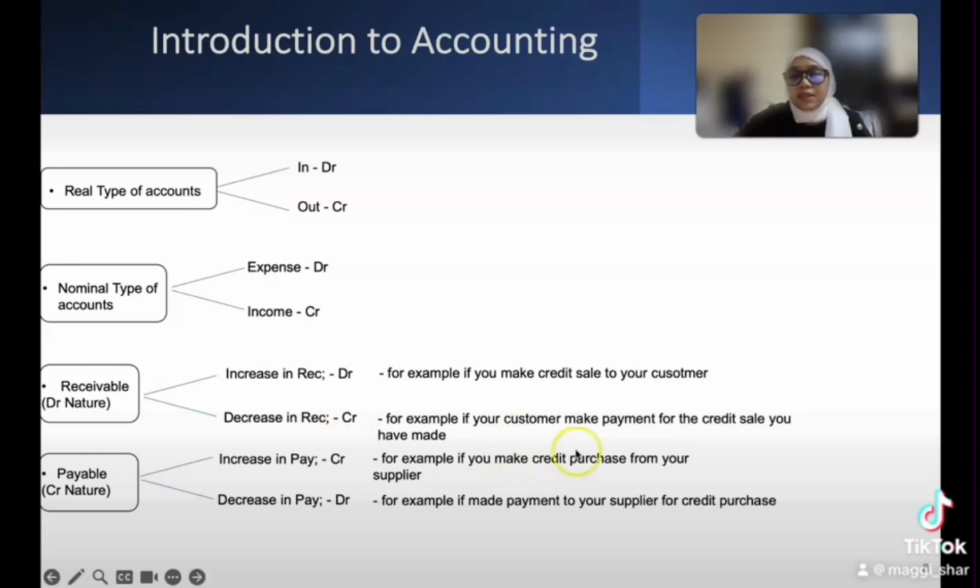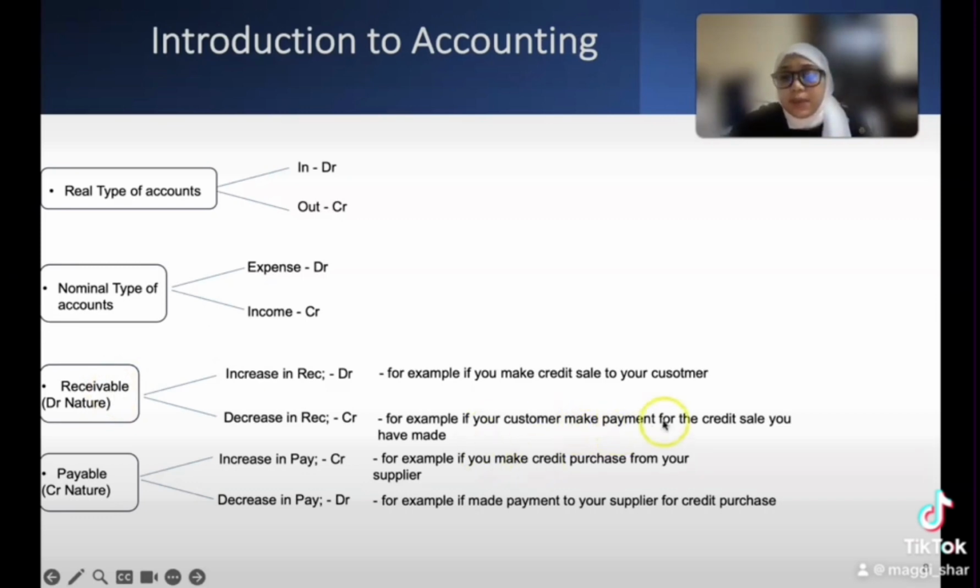For example, if your customer makes payment for the credit sale you have made, as I explained here, right? You are going to do a credit sale to your customer. So one month later, that customer is going to give you some cash, right? For example, in January, you have a receivable account of 5,000. You recorded. In February, that customer is going to pay you back that 5,000. So what are you going to do? You need to write off. You need to remove that receivable from the accounts, right?